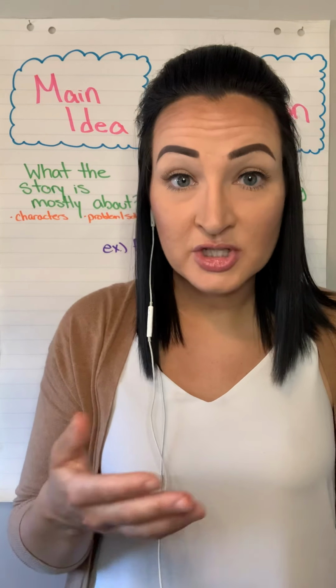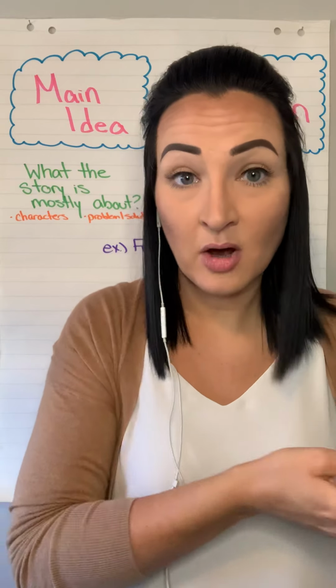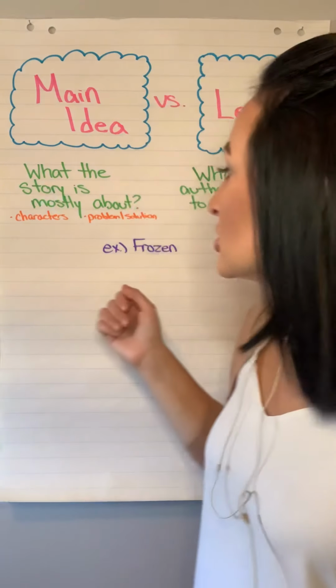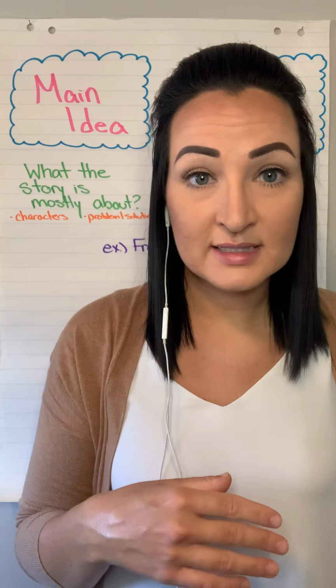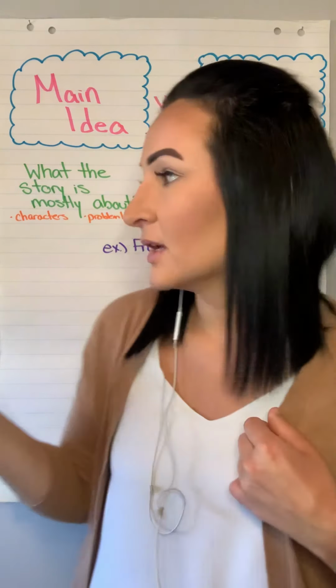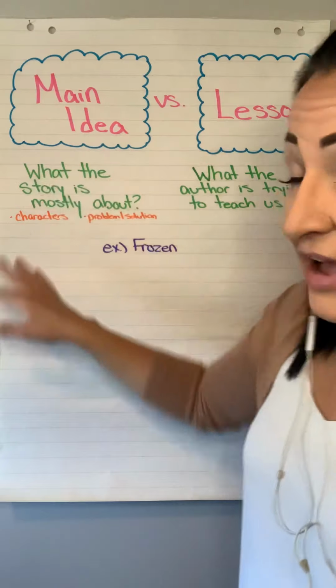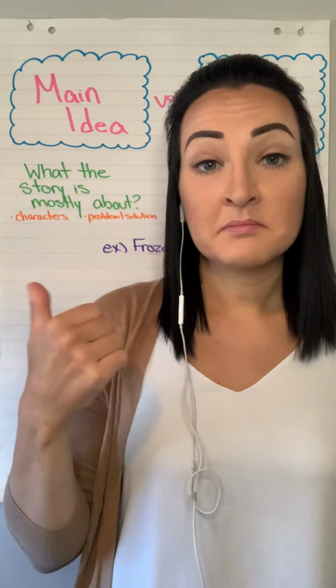What was the problem? Well, she got her powers and she was scared of them, so she ran away, and that caused a lot of chaos. So, the solution was her sister came and found her. They worked it out, and they came back and worked together to save the town. So, what that story is mostly about is Elsa has powers and gets scared and runs away, and Anna goes to help her and bring her back home. That's what the story is mostly about.